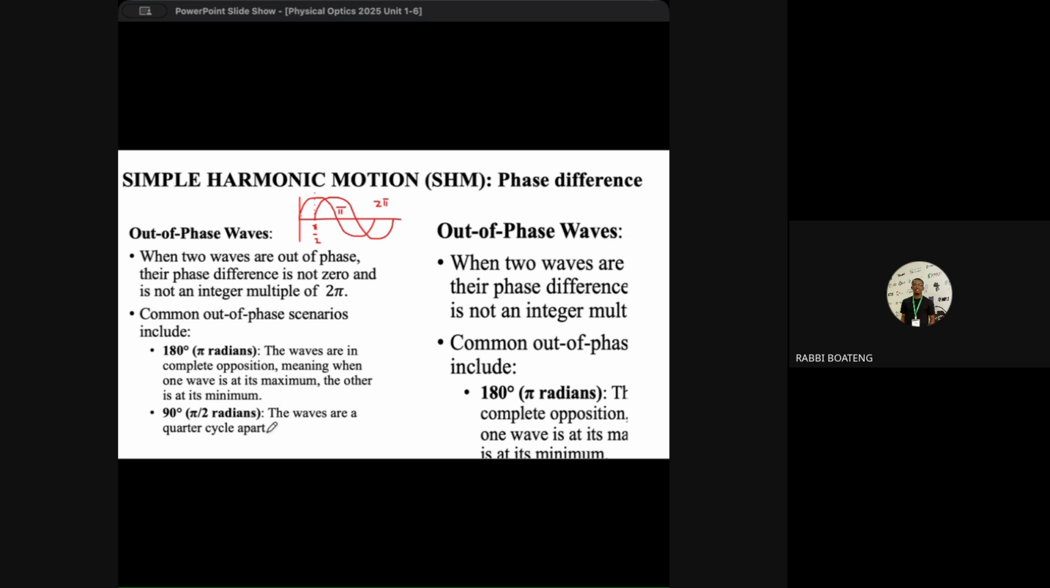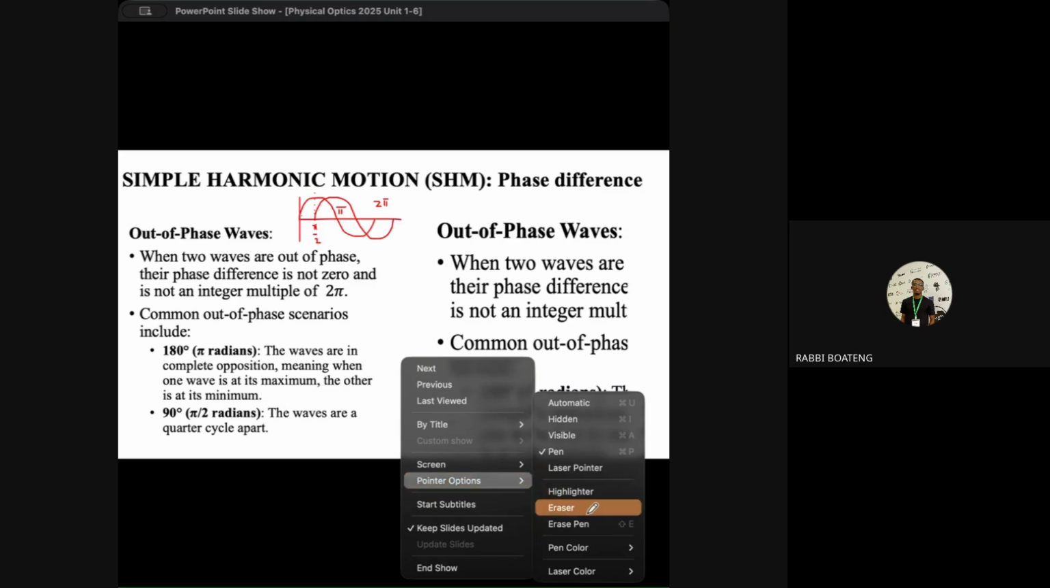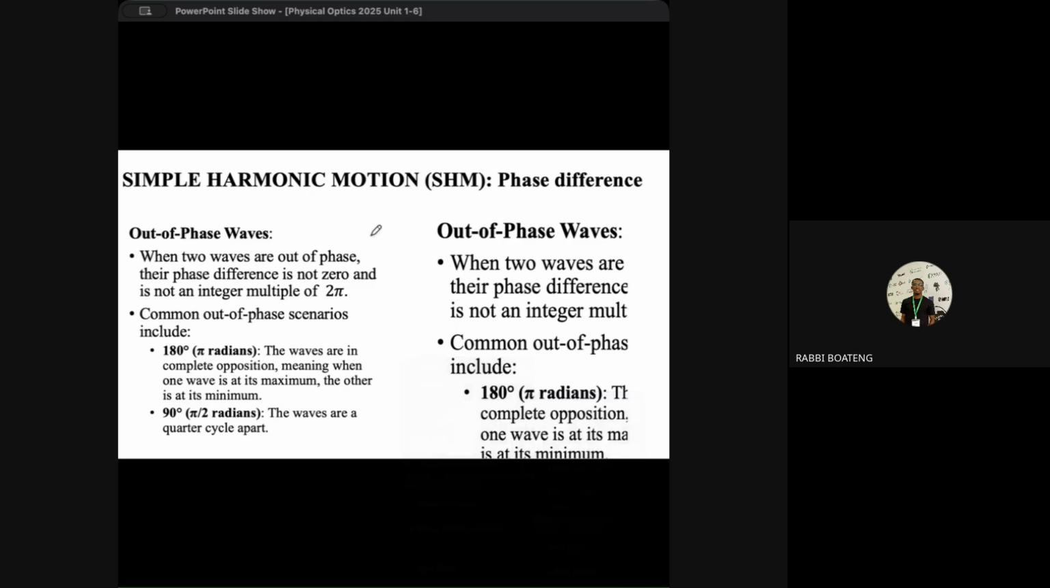In a situation where we will say they have a 180 phase difference, let me see if I can clean this so that I'll draw something else. Oh, I've cleaned everything, sorry. So here I have 1 cycle here. We know this is 2 pi. We know the middle here is pi. We know this end is pi on 2.